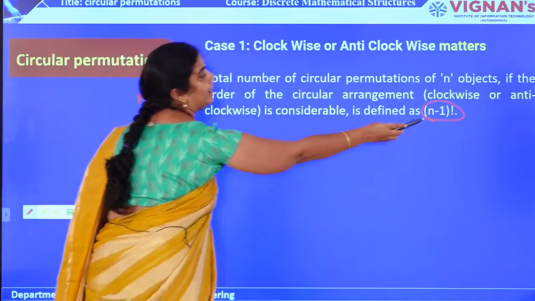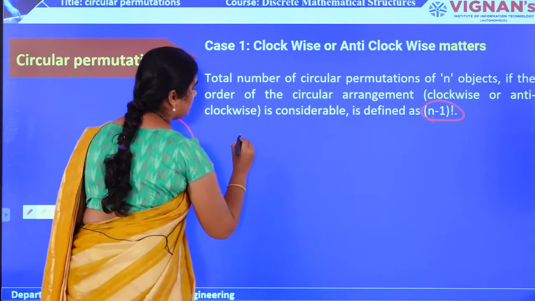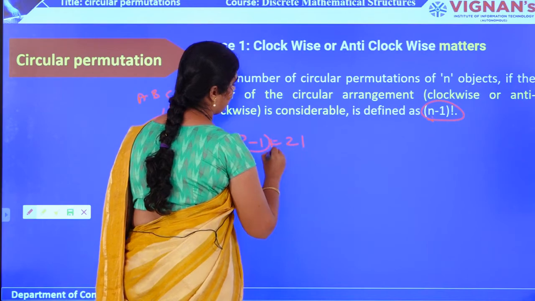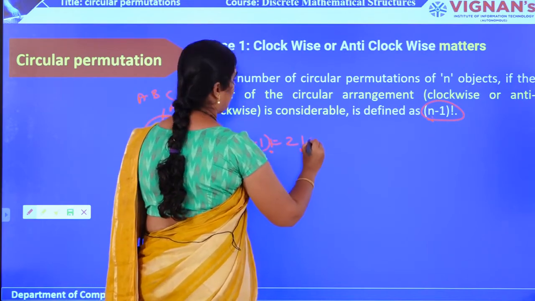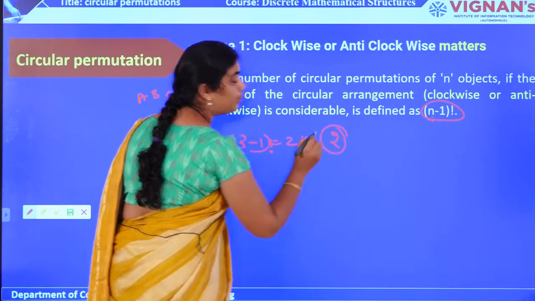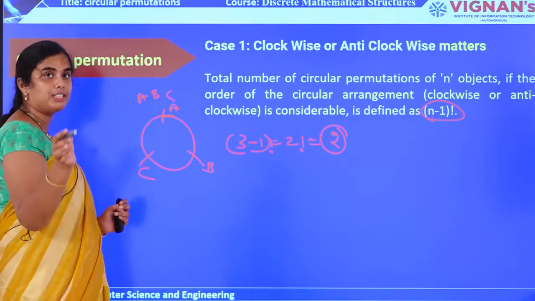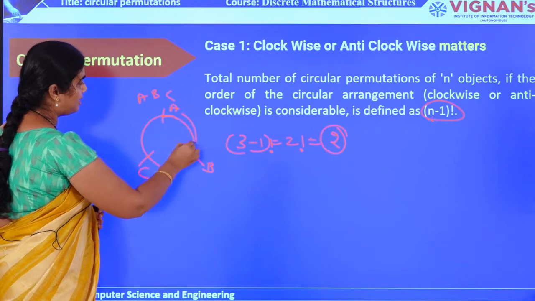Now here n, let me take as 3. That means 3 minus 1, that is equal to 2 factorial. 3 minus 1 factorial is 2 factorial. That means 2 ways. Total 2 ways I can arrange this A, B, C if I am taking clockwise or anti-clockwise. Here now A, B, C are there.